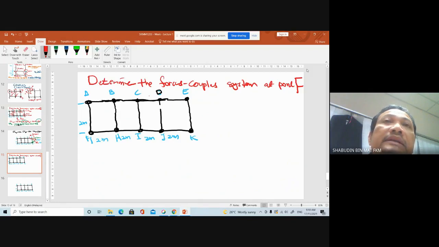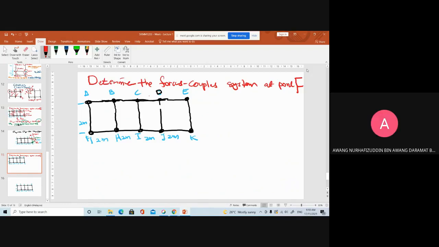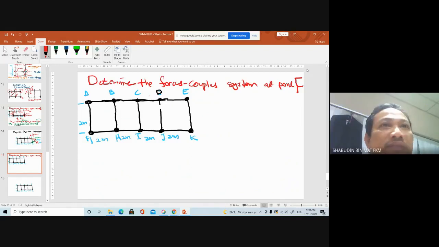When we compare E and F, what are the parameters unchanged in the couple? Which one, force or moment, is unchanged? Force unchanged. Okay, in the system, force is unchanged, and at point F it is only the moment that changes.